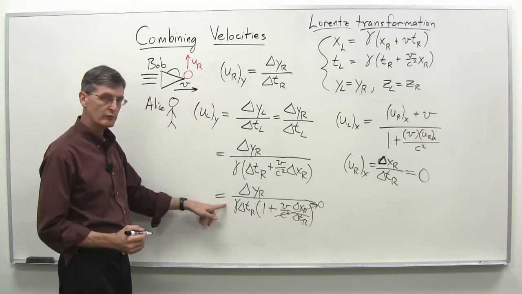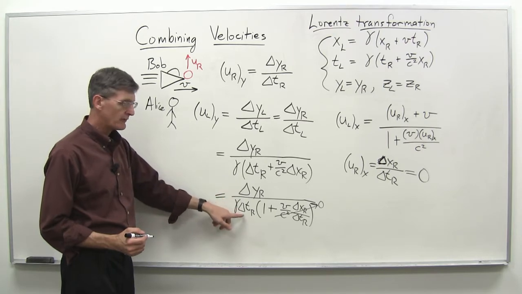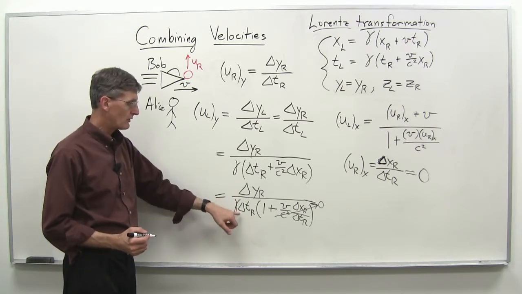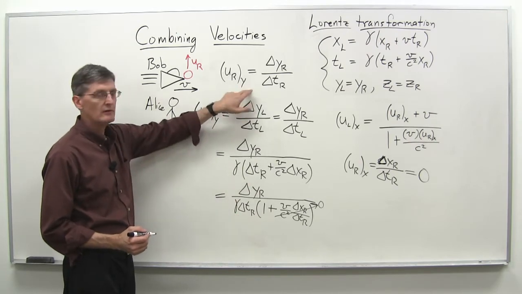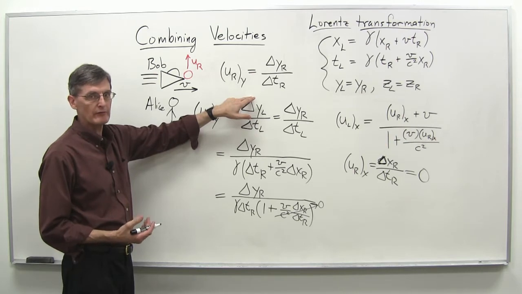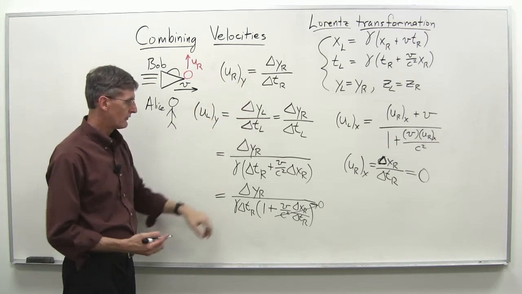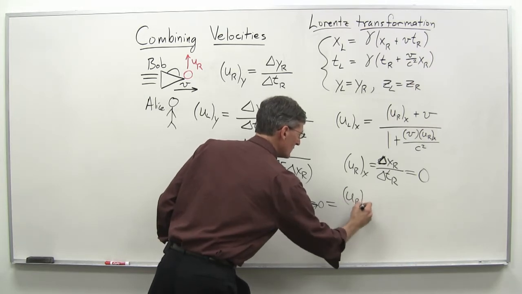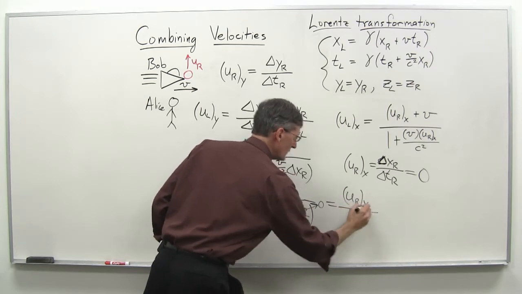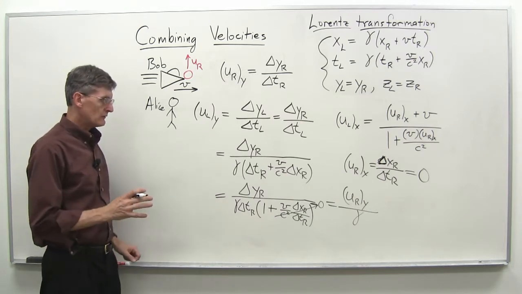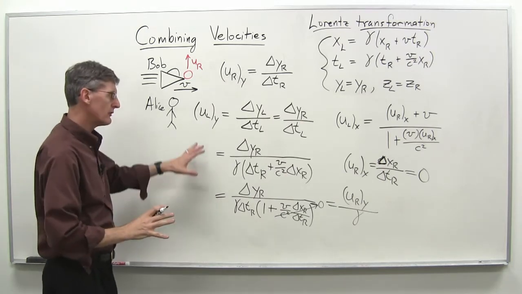And look at what we're left with here: delta y sub r divided by delta t sub r, and also divided by gamma. Delta y sub r divided by delta t sub r is the velocity in the y direction for Bob in the rocket frame, u sub ry. So this simply becomes u sub ry divided by gamma.